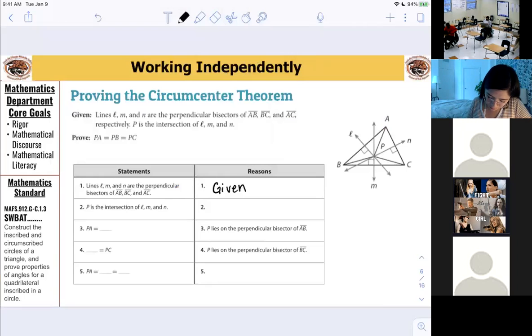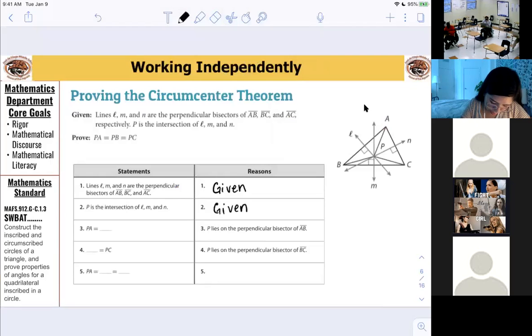Okay, so I know a couple of things. I know that lines L, M, and N are the perpendicular bisectors. And that P is the intersection of L, M, and N. How do I know that? Number 2. It's given. It says it. That one's also given.